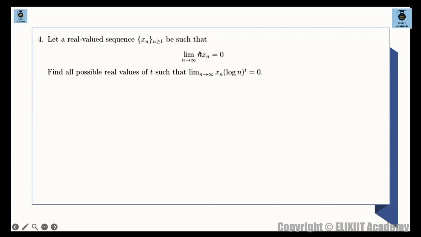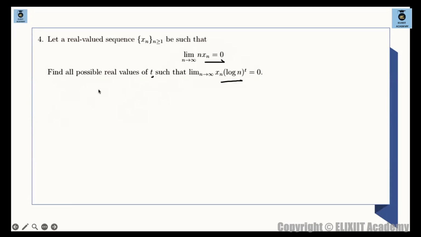Okay? So limit n tends to infinity, n times xn is given to be 0. And we need to find all possible real values of t such that limit n tends to infinity, xn multiplied by log n whole to the power of t is equal to 0. So using this, we need to find the values of t for which this limit is also equal to 0.